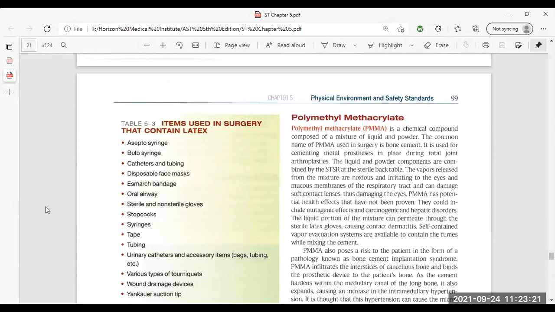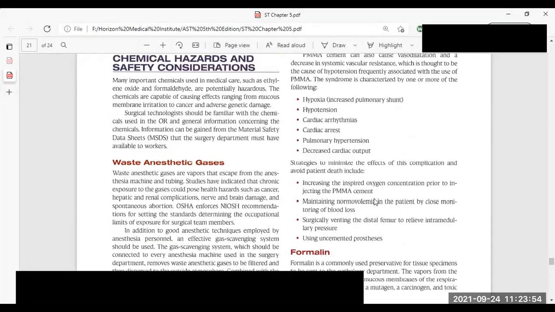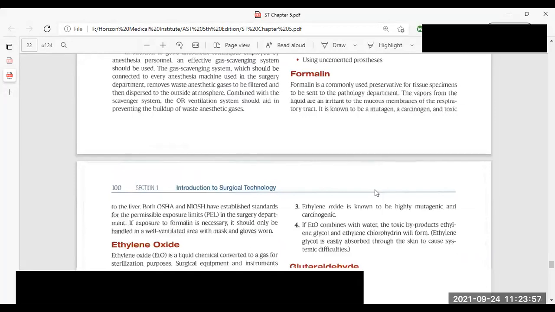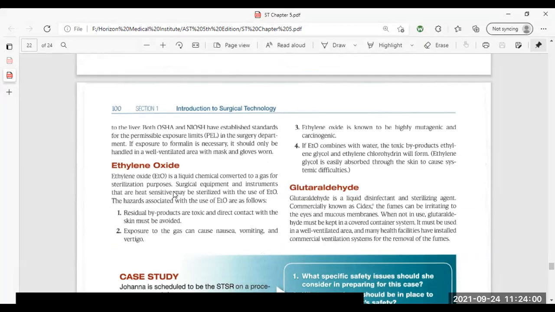What we have is what's called a surgical evacuation system that helps to remove that exhaust from the environment, just to help with a lot of these chemical exposures that we have.